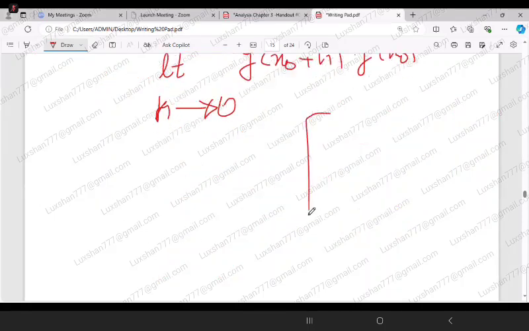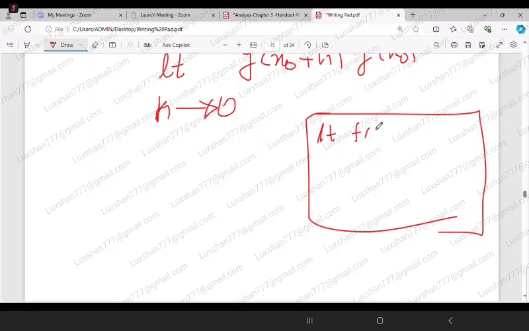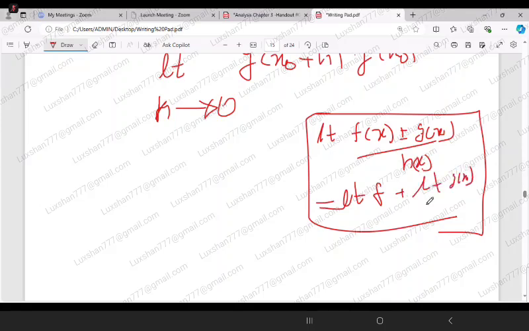So you have to know this one. Say, for an example, if you have a function like this, limit of f of x plus or minus g of x over h of x, then you can distribute the limit: limit f of x plus or minus limit g of x over limit h of x. So you can give the limit to each function. Subtraction, division, multiplication, anything, you can do this.